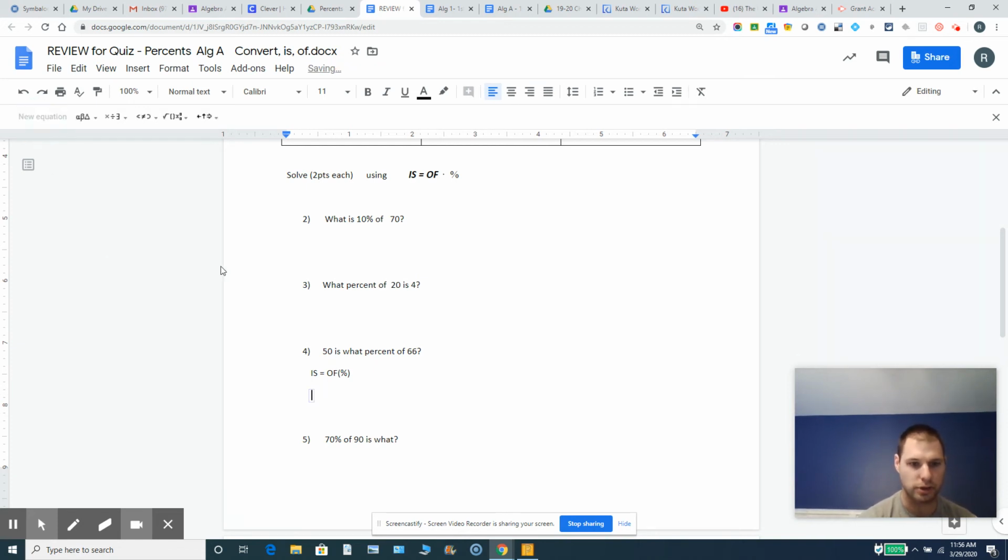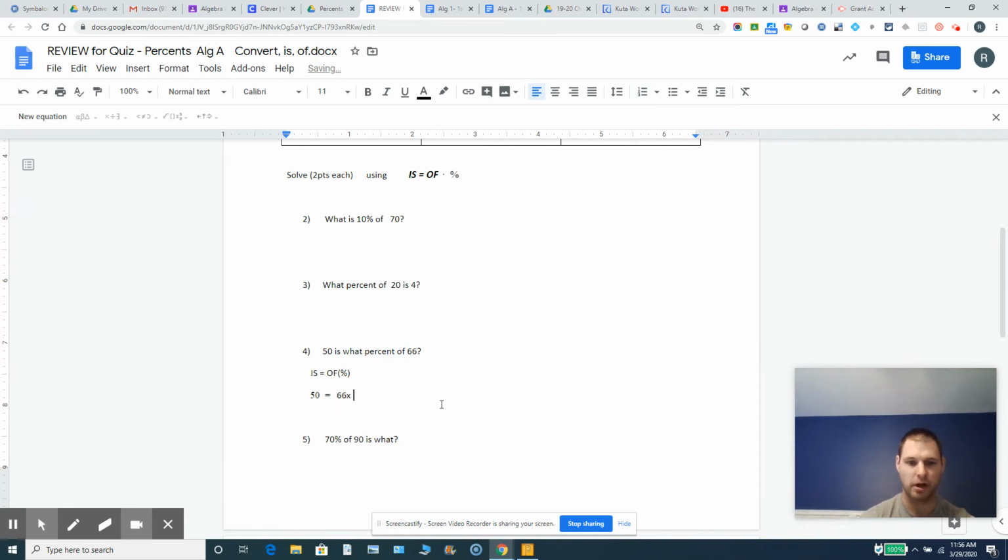So I'm going to go new equation. If that didn't pop up, we go to insert, okay? So 50 equals. Got to figure out the of next. The of is 66. So I'm going to type that in right here. And then what percent? Don't know the percent. That's going to be X. So that's the work we want to see.